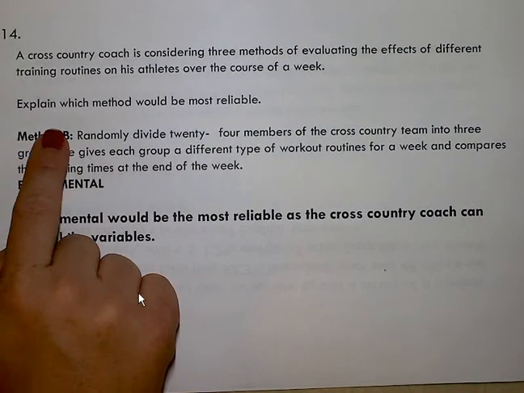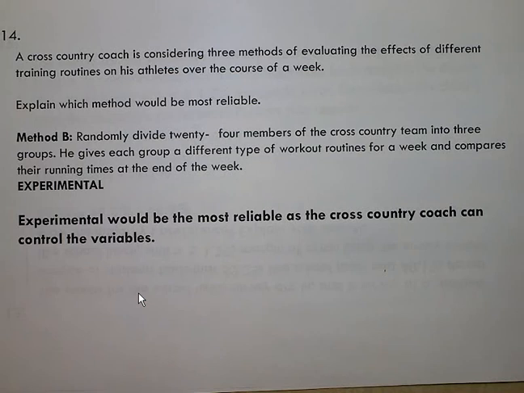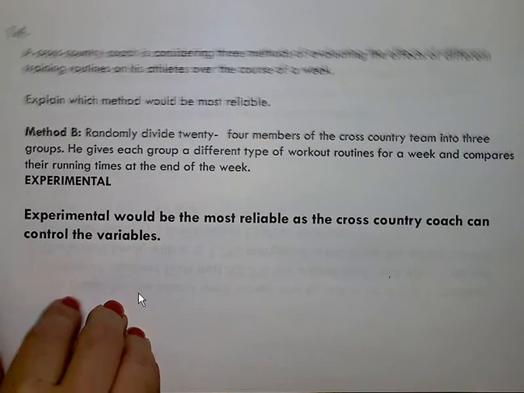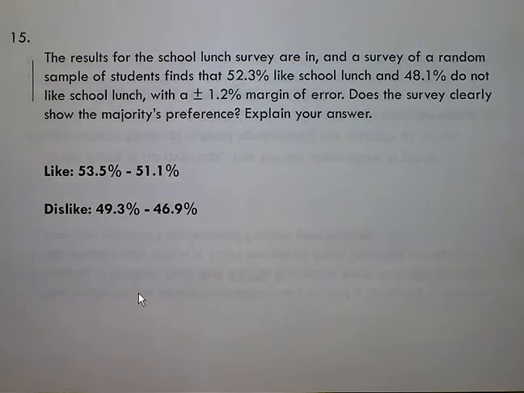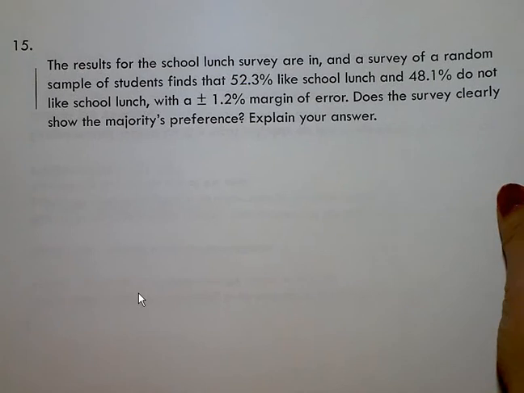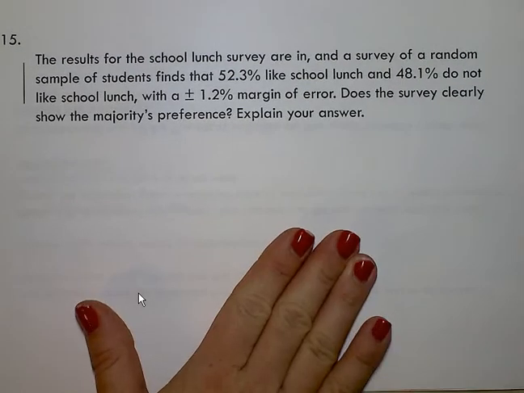Explain which method would be most reliable. An experiment is always going to be most reliable because you can examine and analyze results from a controlled and a non-controlled group. We are almost done. Number 15, one person reads between your group. Go.